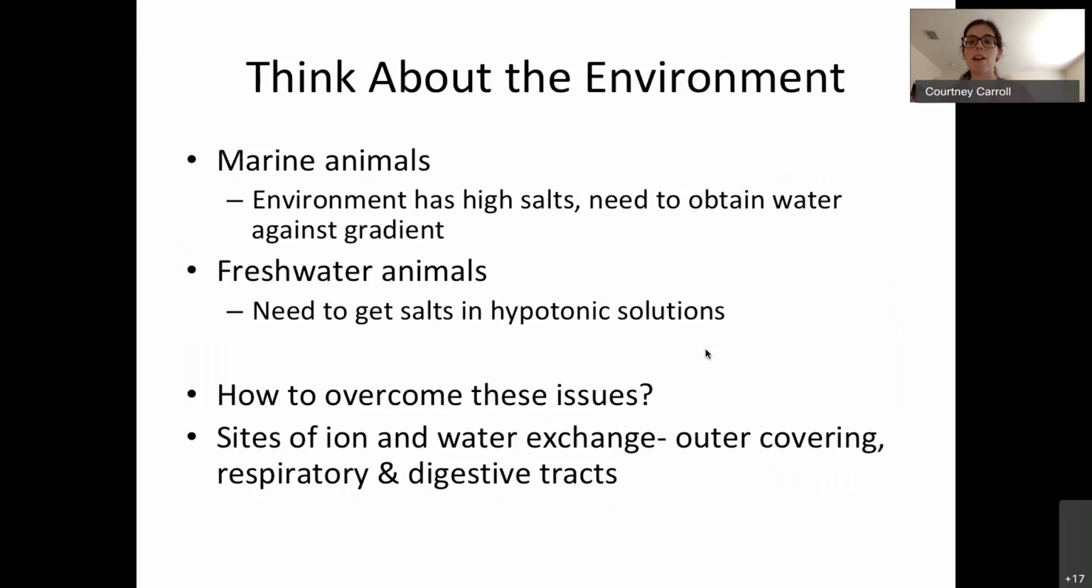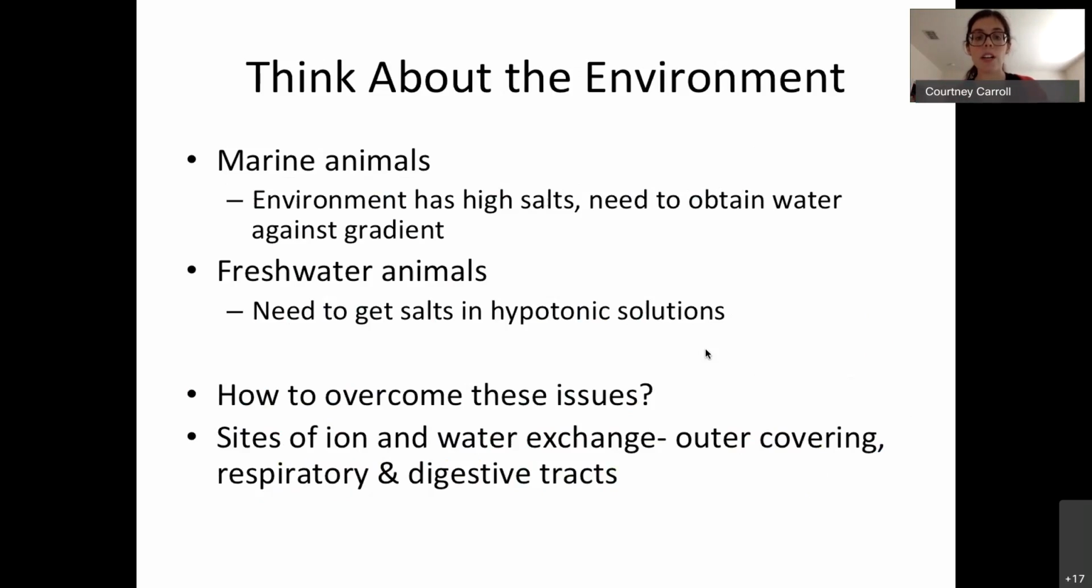You also want to think about the environment that the animal is living in, especially when we're talking about different kinds of fish. So marine animals have an environment that is high salt. They have lots of salt in the water, more so than in their body. And what their goal is, or what the driving force they're going to need, is they're going to need to obtain water against a gradient. They're going to need to pull water out of a very salty solution.